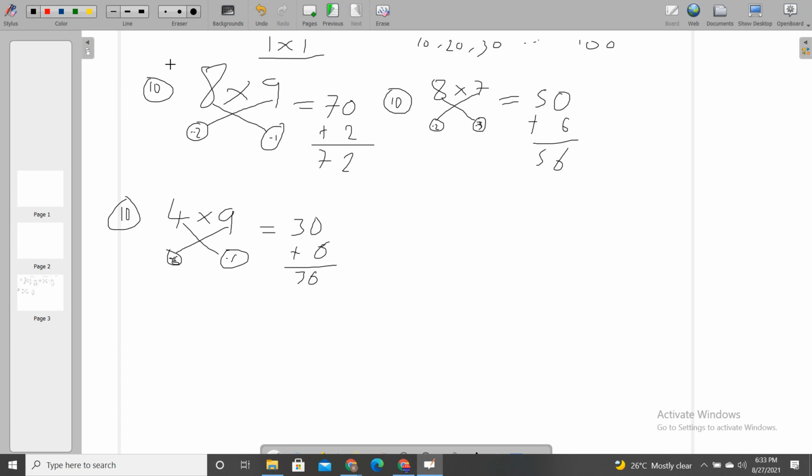Now you look at this 9. I want the same thing that we did from the other side. Like, if I have 16, I can break 16 into what? 10 plus what? 6.